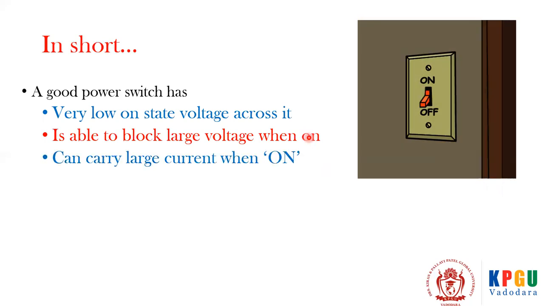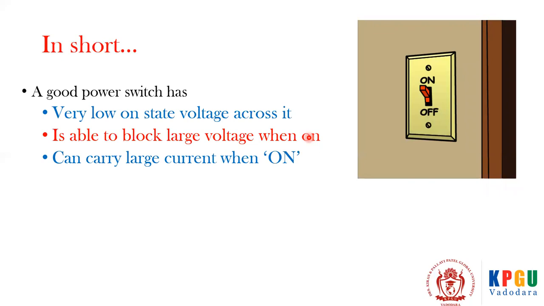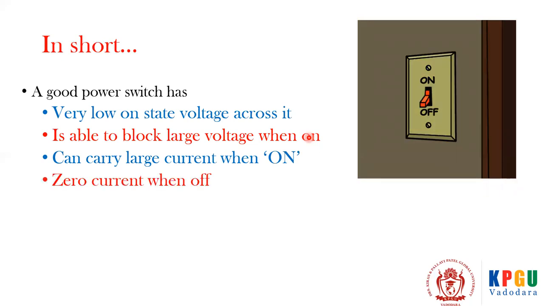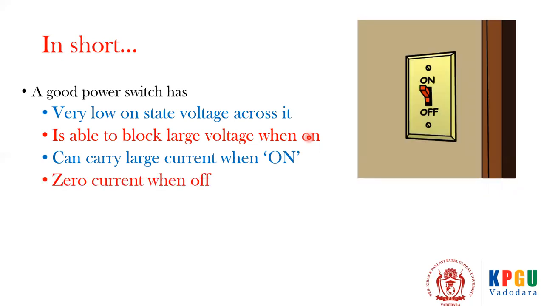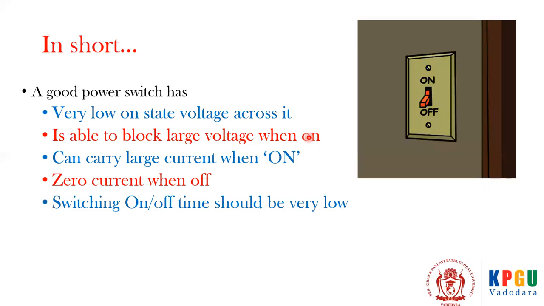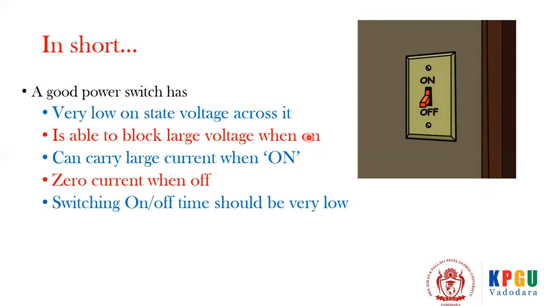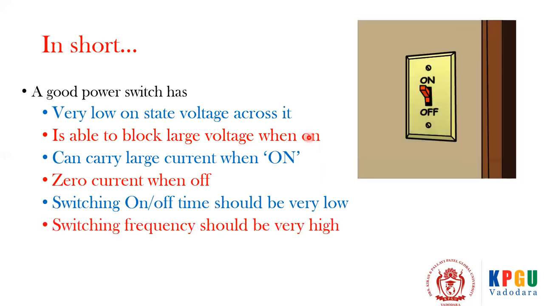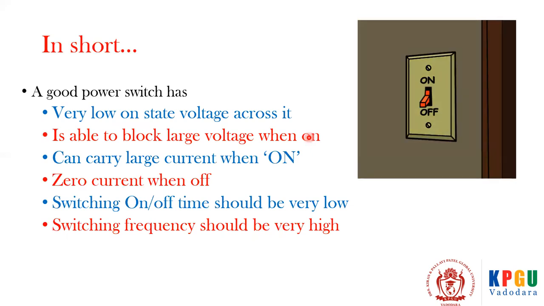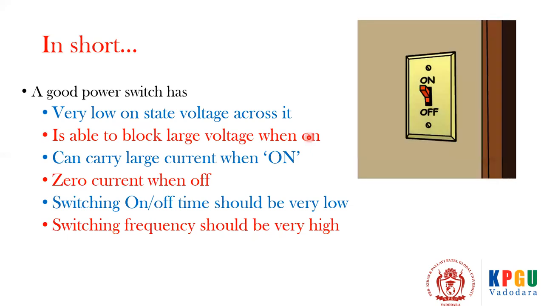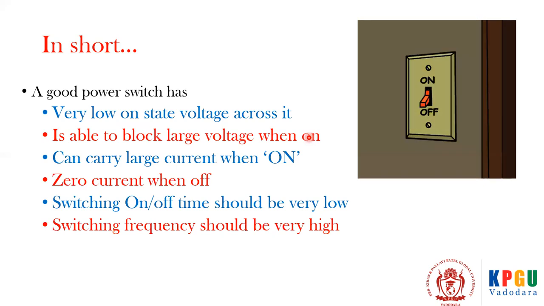It can carry large current when it is turned on. It should carry zero current, or current through it should be zero, when it is off. Switching on and off should take very, very little time. That is, it should get turned on and turned off very quickly. And switching frequency, of course, should be very, very high. So these are the requirements of a good power switch.